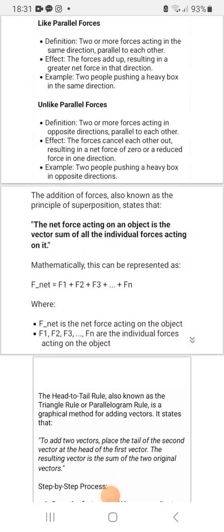Let's discuss some things about forces. First of all, we will begin with the like parallel forces and the unlike parallel forces. So, what are like parallel forces? Basically, two or more forces which are acting in the same direction, parallel to each other.